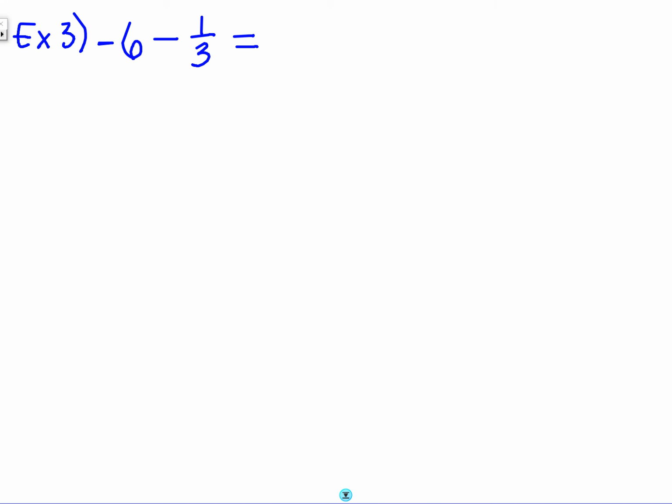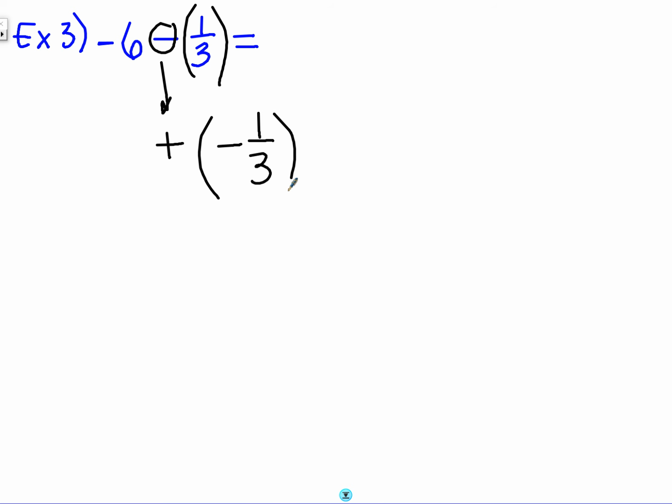Example number 3. It's a subtraction problem. So the first thing I'm going to do, parentheses around the number I'm subtracting, and I'm changing this to addition. Adding the additive inverse. Okay, so remember we said 2 methods.